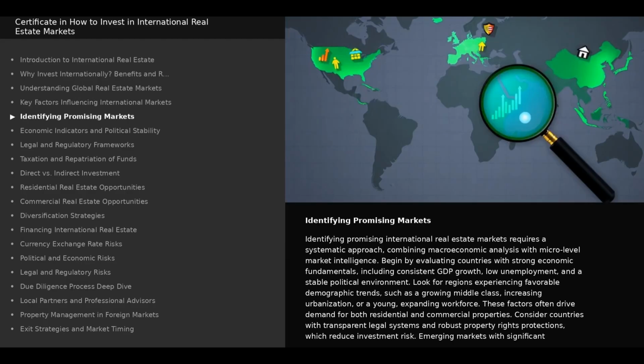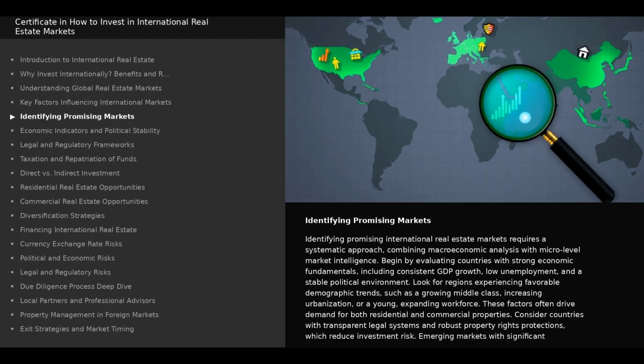Identifying promising international real estate markets requires a systematic approach, combining macroeconomic analysis with micro-level market intelligence. Begin by evaluating countries with strong economic fundamentals, including consistent GDP growth, low unemployment, and a stable political environment. Look for regions experiencing favorable demographic trends, such as a growing middle class, increasing urbanization, or a young, expanding workforce. These factors often drive demand for both residential and commercial properties.